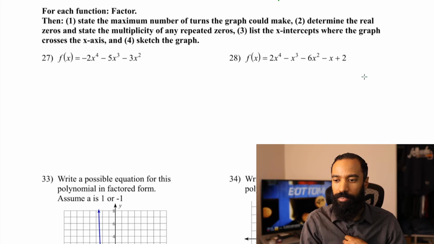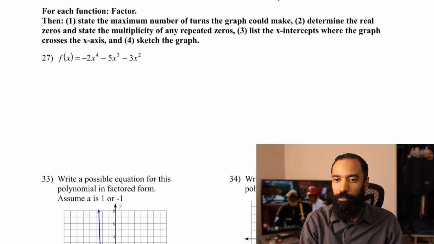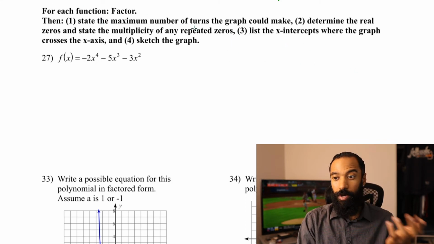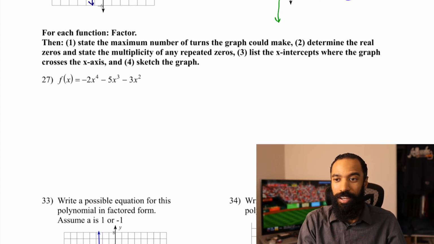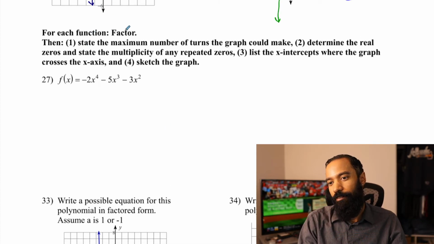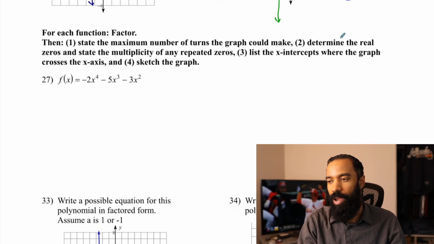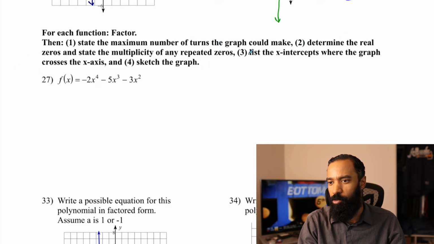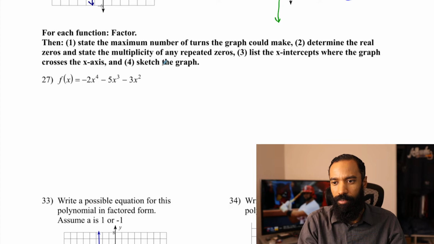So I'm going to start with number 27, and then we'll try and do all the information they want. They even want us to sketch the graph. I don't know where you're going to have room for this. Factor, then state the maximum number of turns the graph could make, determine the real zeros, and state the multiplicity of any repeated zeros. List the x-intercepts where the graph crosses, and sketch the graph.